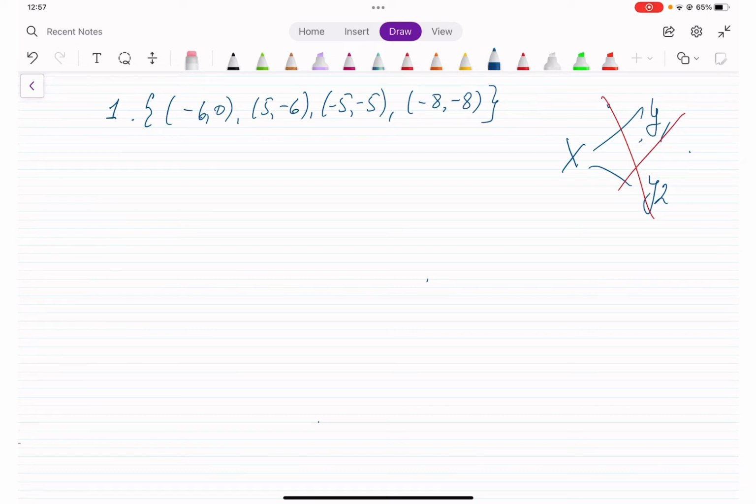So let's see what we have. Negative 6, 5, negative 5, negative 8. So there is no repetition of x's. That means this relation is a function.